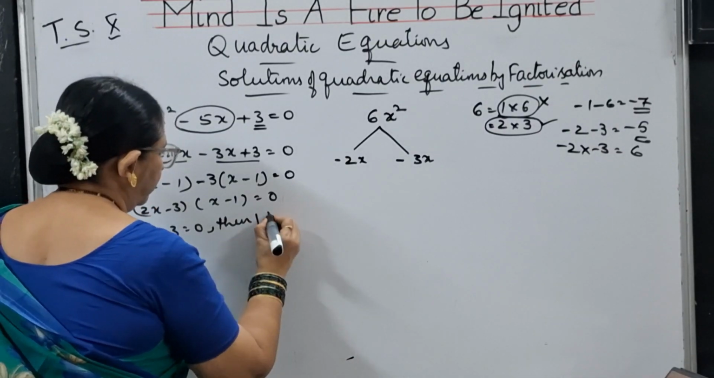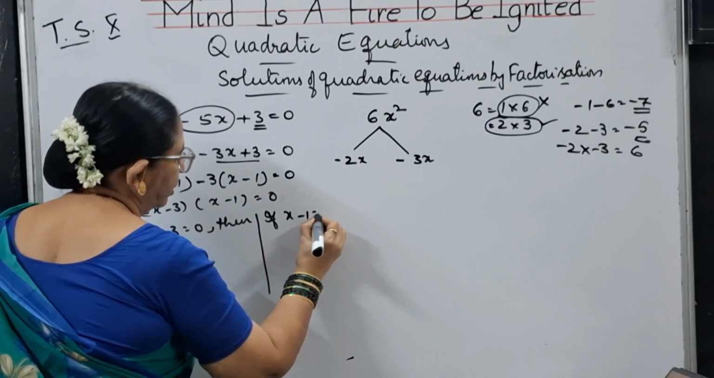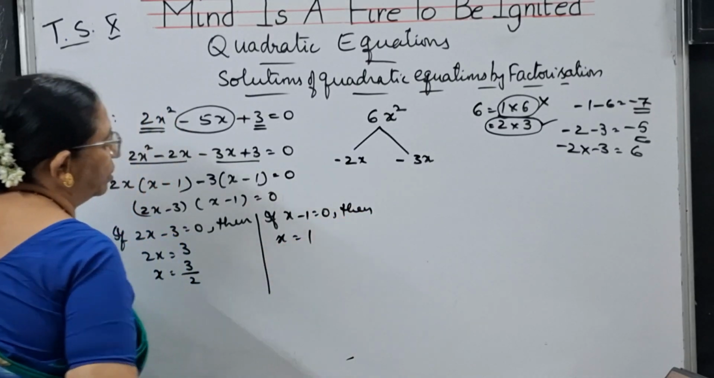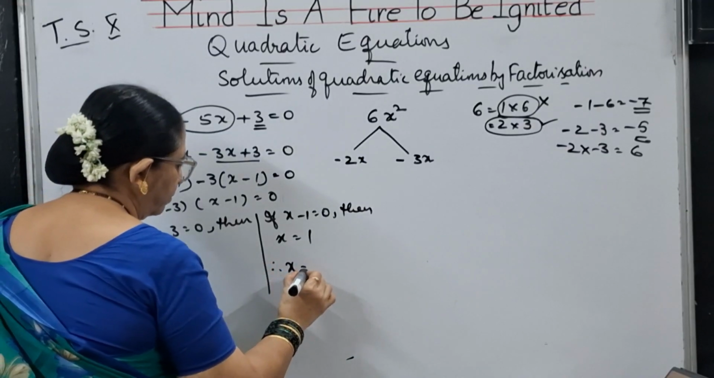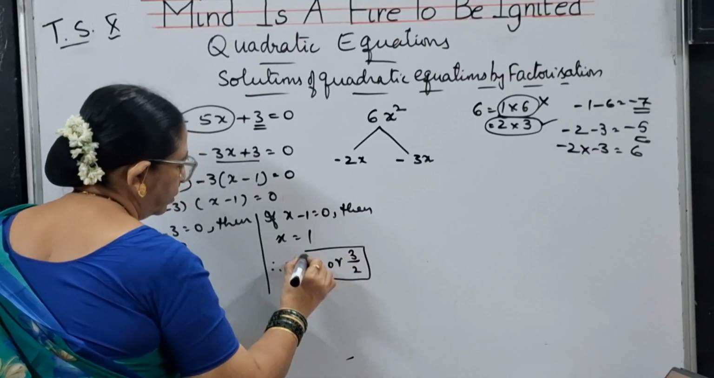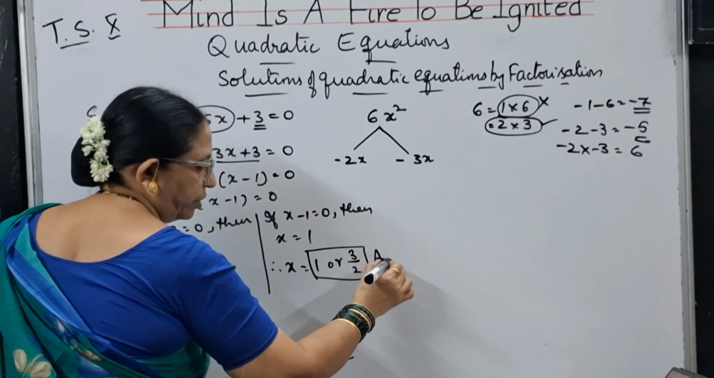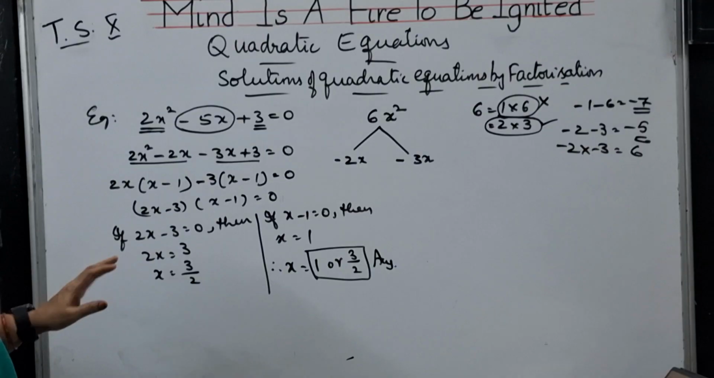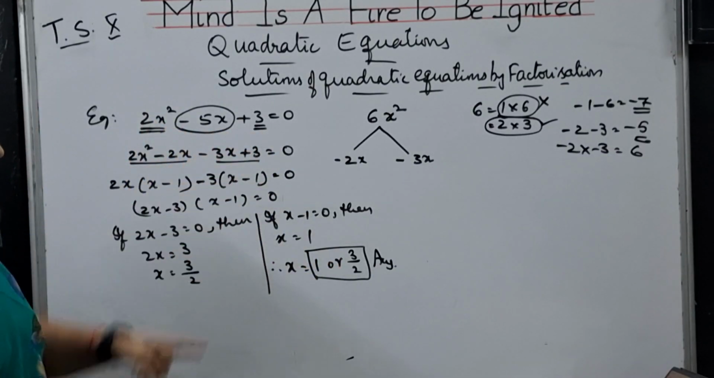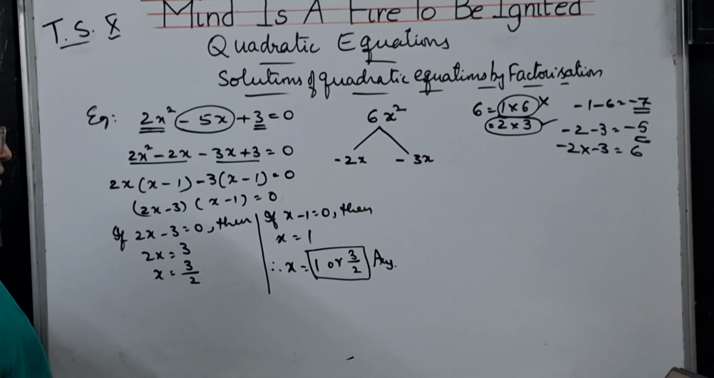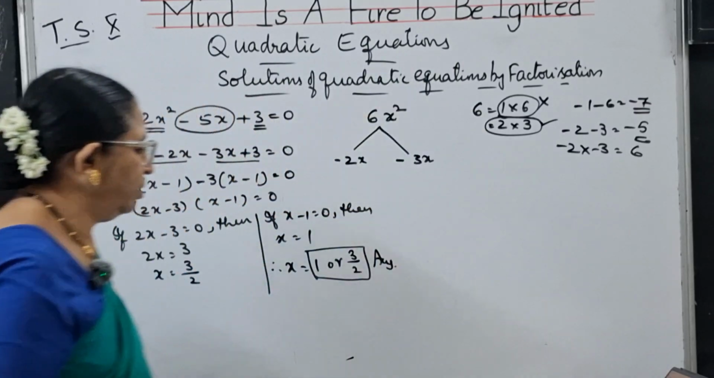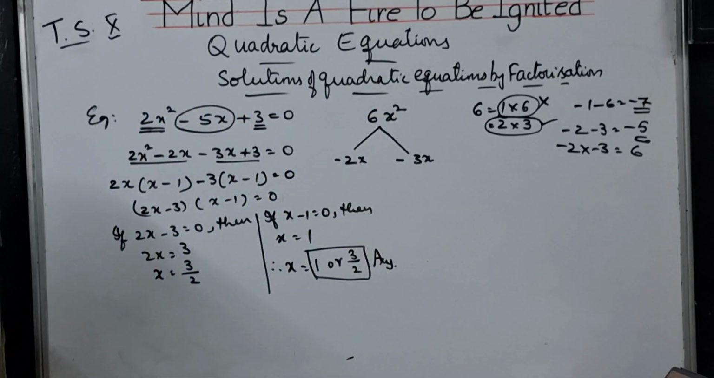Next, if x - 1 = 0, then what is x? x = 1. Therefore, x = 1 or 3 by 2. This is the solution for this problem. Either you can take 1, you will be getting 0. You take 3 by 2, even then you are going to get its value as 0. So, please note it down, children. This is how we need to split the middle term.